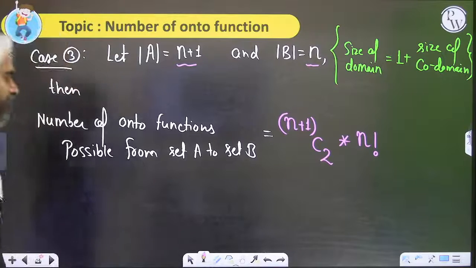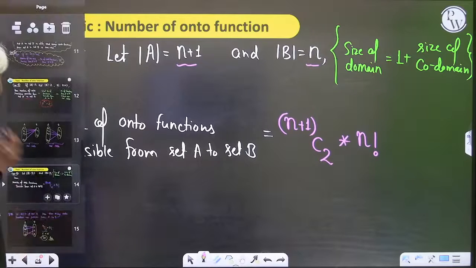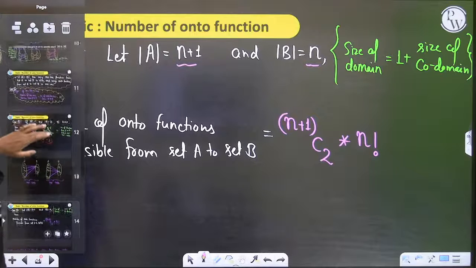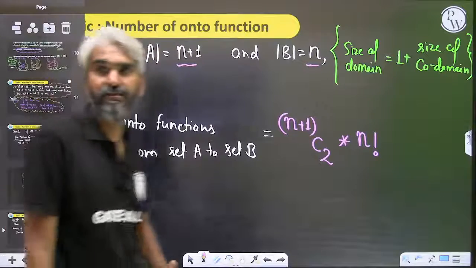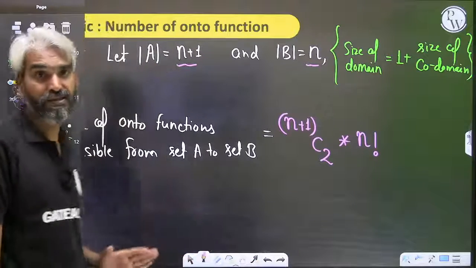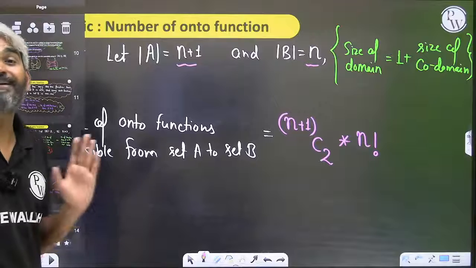So I know generally people think that the concept of onto function is damn easy, but no, the concept of one-one function is easy. The concept of onto function is quite tricky.